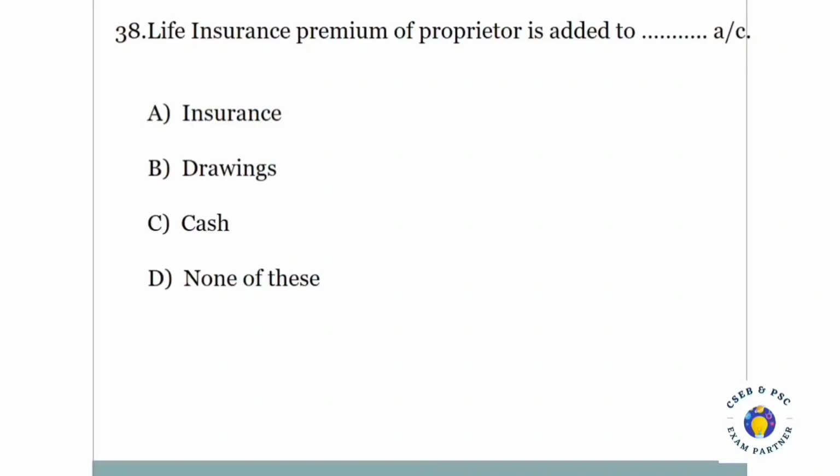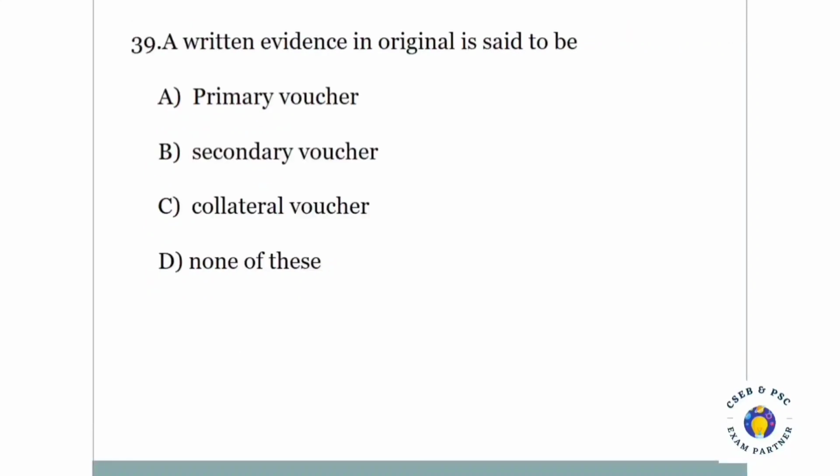Question number 38. Life insurance premium of proprietor is added to dash account. Option A, insurance. Option B, drawings. Option C, cash. Option D, none of these. Answer is drawings. Question number 39. A written evidence in original is said to be option A, primary voucher. Option B, secondary voucher. Option C, collateral voucher. Option D, none of these. Answer is primary voucher.